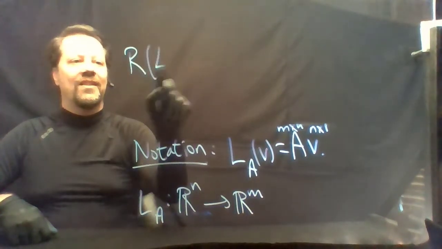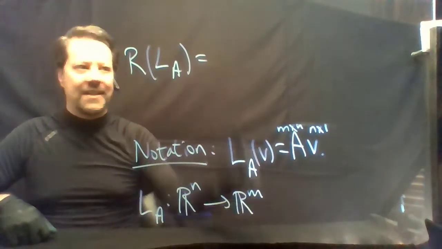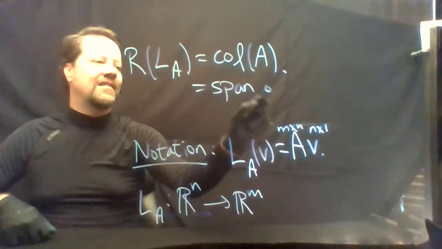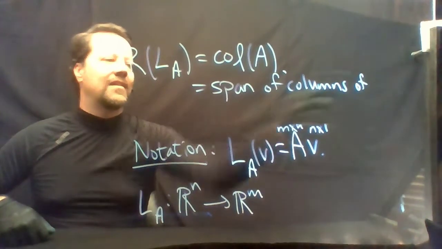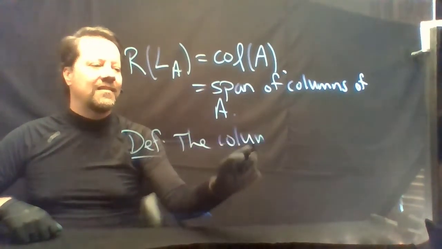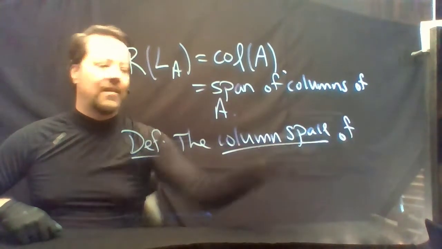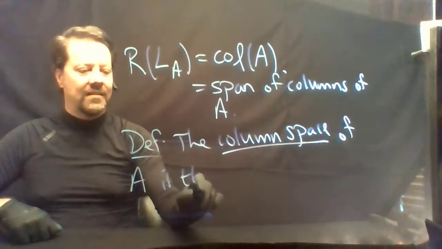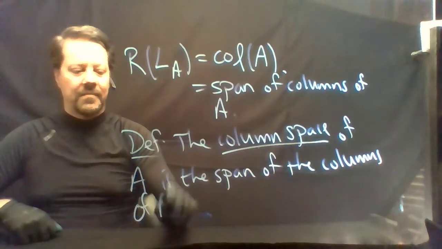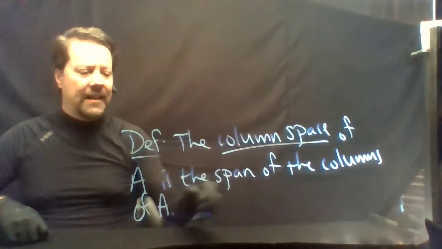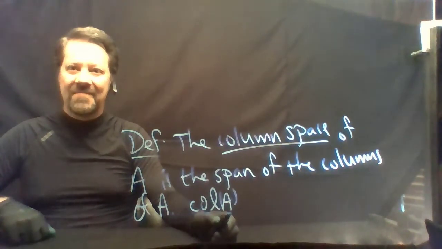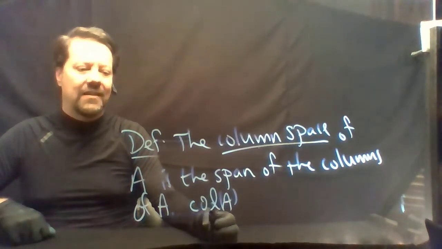Also, the range of such a thing is equal to the span of the columns of A. The span of the columns, that's the column space. We may as well make that a formal definition. The column space of A is denoted by col of A. The dimension of the column space is called the column rank of the matrix A.